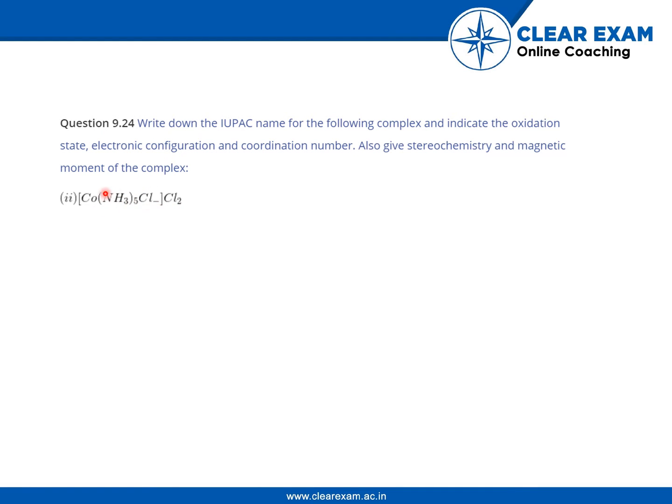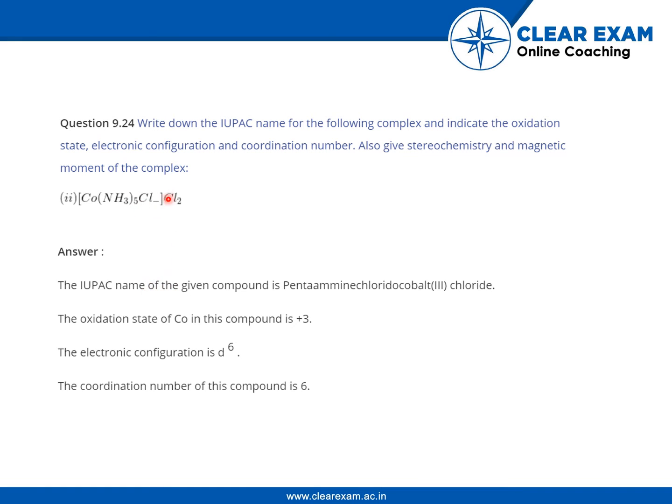The second part of this question is [Co(NH3)5Cl]Cl2. As you can see, the charge on cobalt will be plus 3 as there are 3 Cl atoms and NH3 is neutral in nature. So again, for the IUPAC name we first name the positive entity: pentaamminechloridocobalt(III) because its oxidation state is 3, and finally chloride. Oxidation state is plus 3.